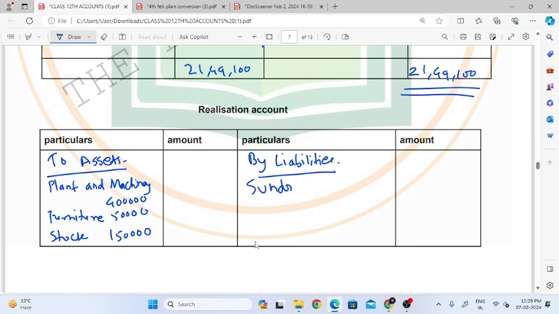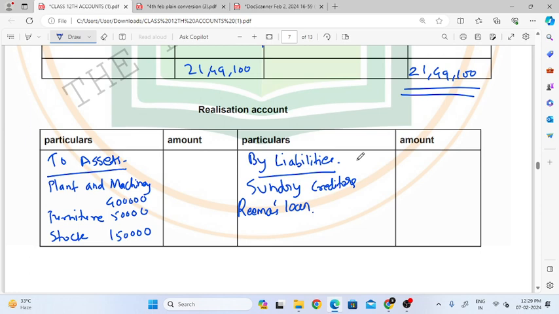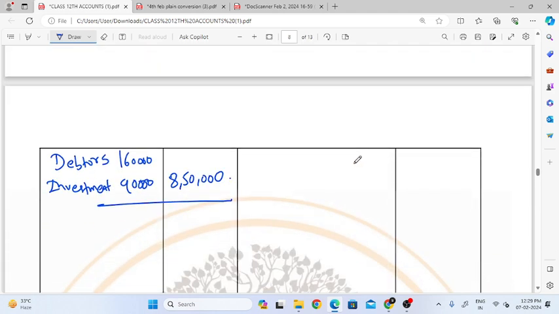So sundry creditors I am writing, and here Rima's loan will come. So sundry creditors is how much? 1,10,000, and Rima's loan is 60,000. So 1,10,000 and 60,000, which comes to 1,70,000. Then PBDD we have to show separately because we are not considering it as a liability. So by PBDD, provision for bad and doubtful debt, is 10,000.